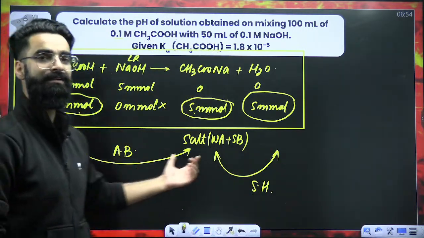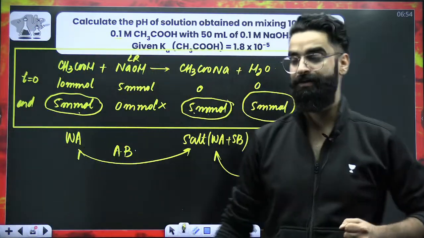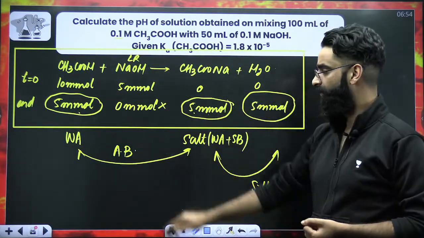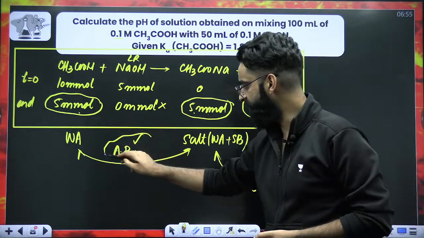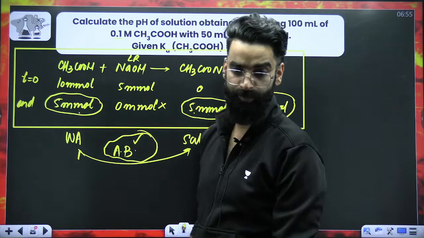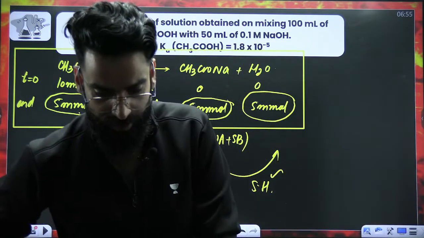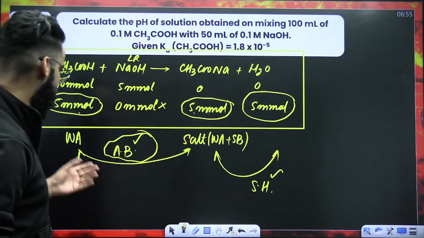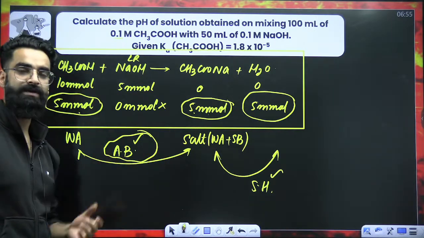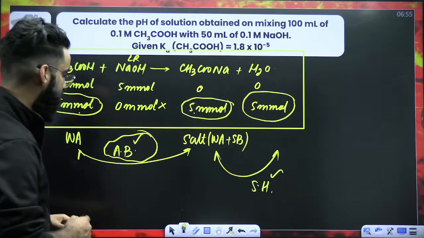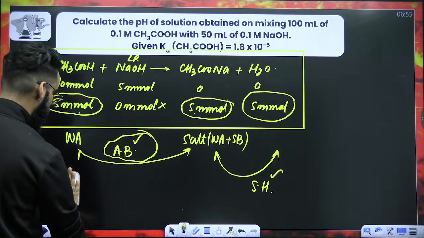Whenever you are stuck on which formula to use, whether to use the buffer formula or the salt hydrolysis formula, you'll always give priority to buffer. Whenever there is confusion, whether to use the buffer formula or salt hydrolysis formula, you'll always give preference to buffer, right?